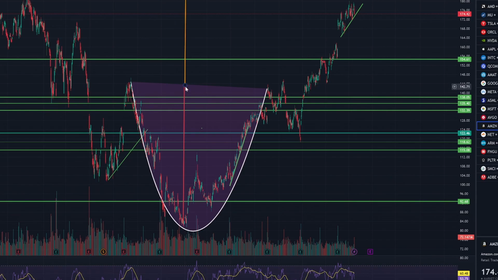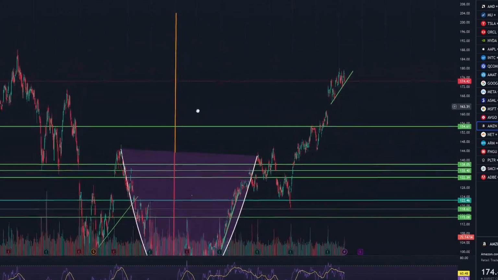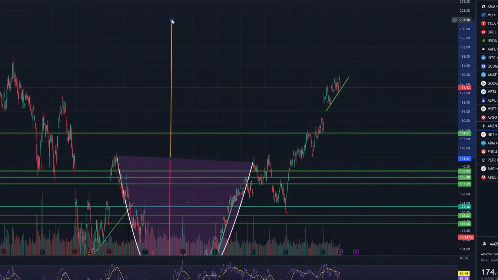So we draw a line, replicate this line, same length, and place it on top of the neckline. So I have a price target of 203.98 for Amazon. Now it's marching on its way up there. Will it happen? I don't know, but it's likely to happen, more likely than not that we'll touch that target. It will take a little time, but it's going to happen. So that's the way we use cup and handle patterns.